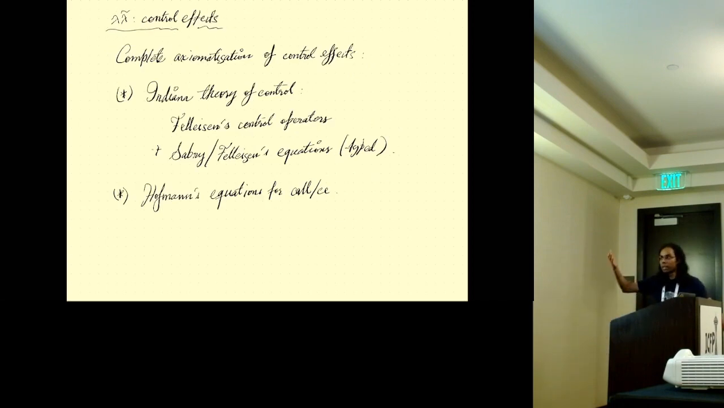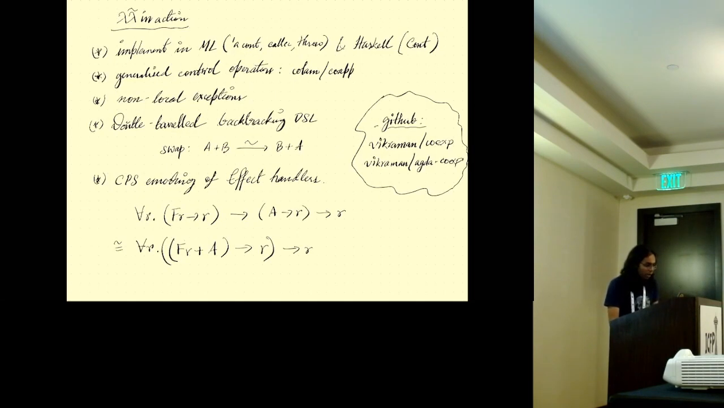So these equations I've given you are a complete axiomatization of control effects, and you can derive all the Indiana control operators and their equations, or you can derive the Hofmann equations from these, and so these axiomatize control. You can do a bunch of other things with this language. It's a good language to understand backtracking, and you can encode effect handlers by doing a CPS transform of the free monad. I have things on GitHub if you want to check them out, and I'm happy to talk about them.